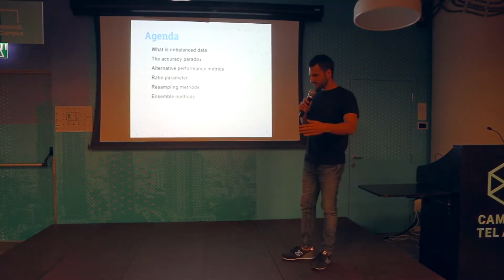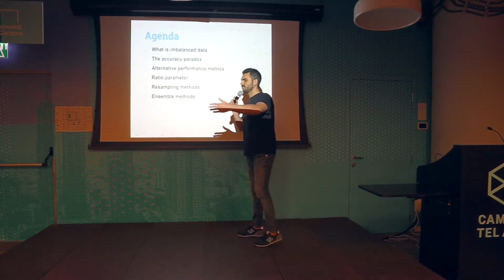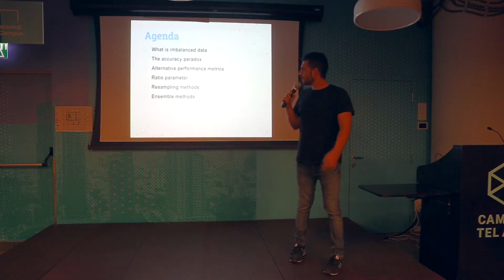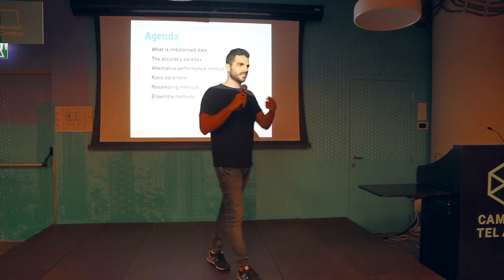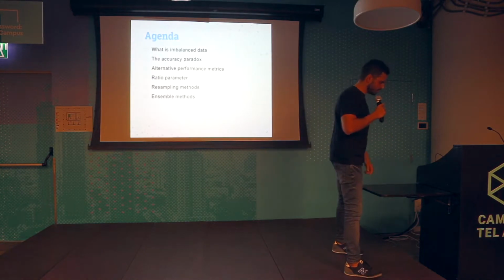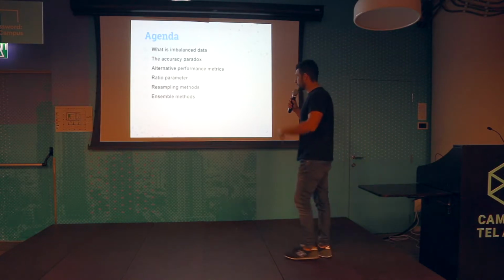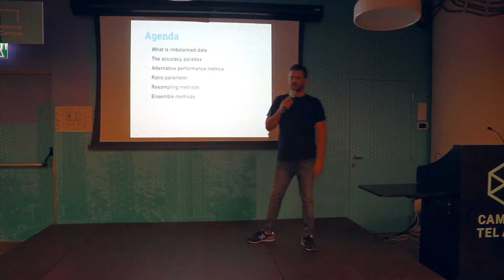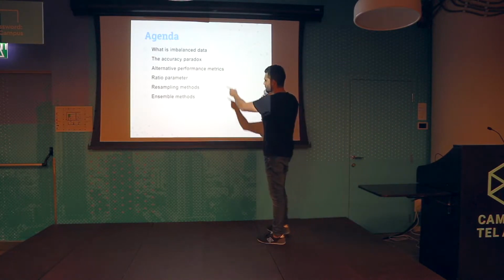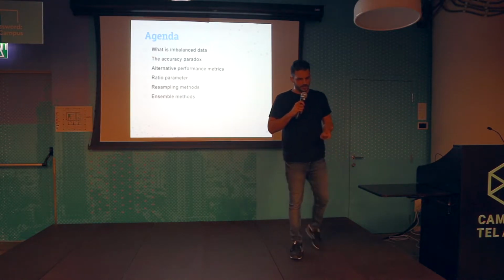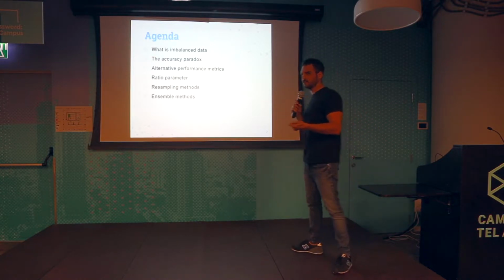So let's just go through the agenda for today, what we're going to talk about. Basically, we're going to define what imbalanced data is first. Secondly, we're going to talk about the accuracy paradox, on which Michael had touched in his previous talk. And we're going to see why accuracy isn't such a good metric. We're going to propose some alternative performance metrics to accuracy. And then the last 3 bullets are going to be the tools that I hope to provide you guys to tackle the problem hands-on.